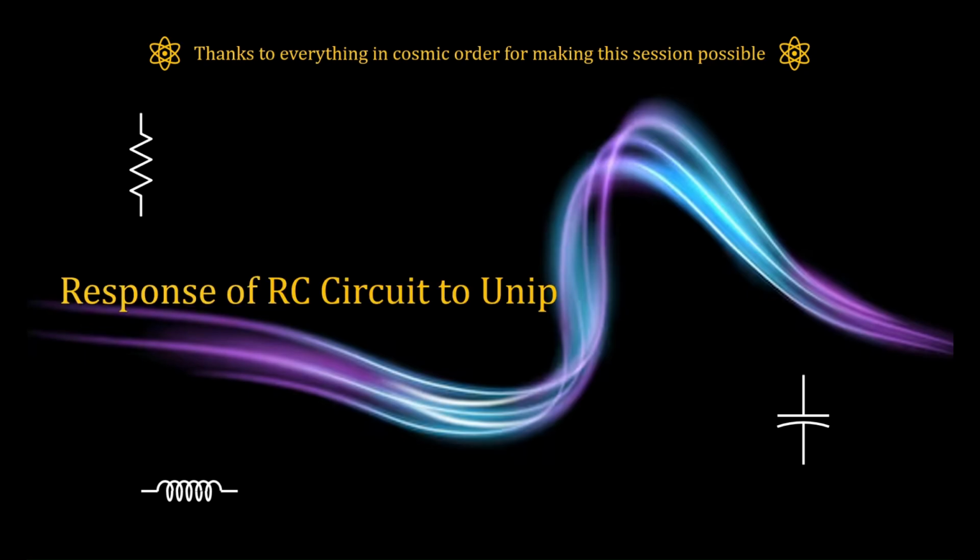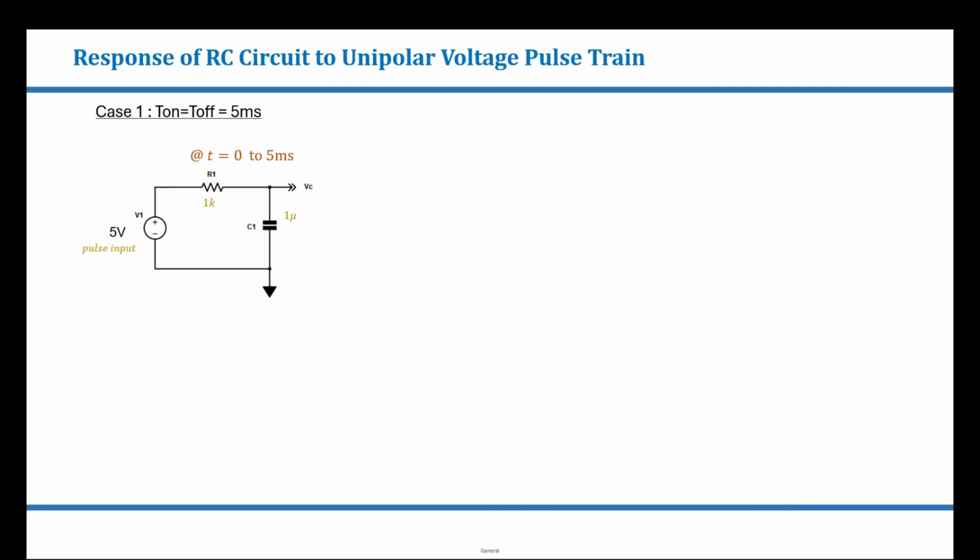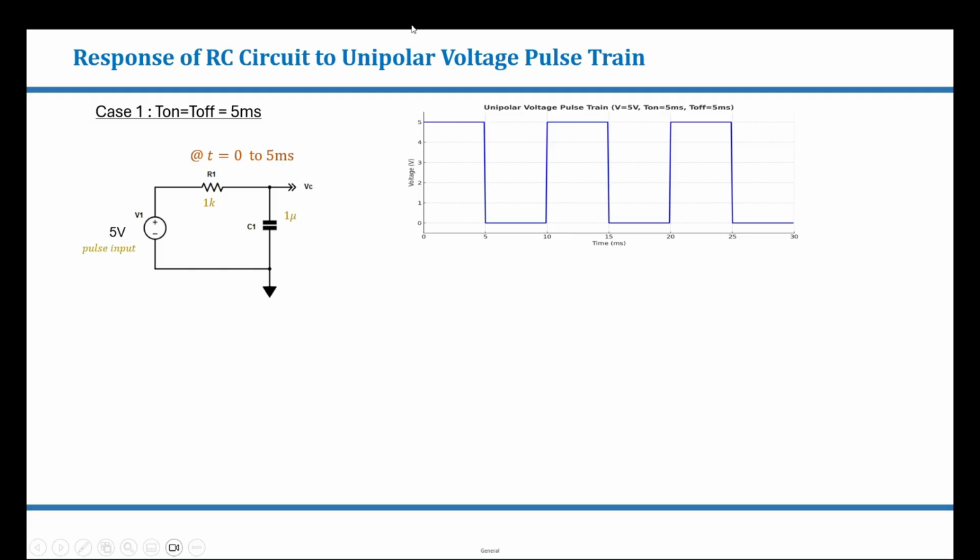In this video, we will analyze the response of an RC circuit when the input is a unipolar voltage pulse train. Consider an RC circuit. R is equal to 1 kilo ohm, capacitor is 1 microfarad, T on is equal to T off is equal to 5 milliseconds. This is the input voltage that we are feeding to the RC circuit. The voltage level is 5 volts.